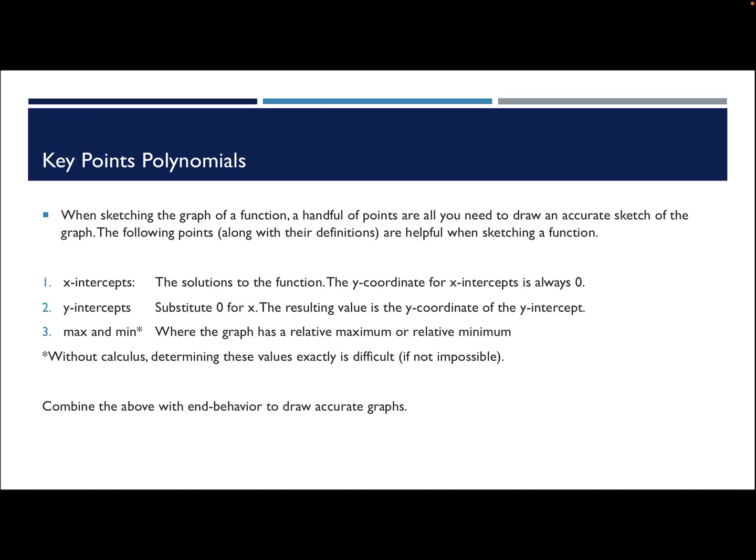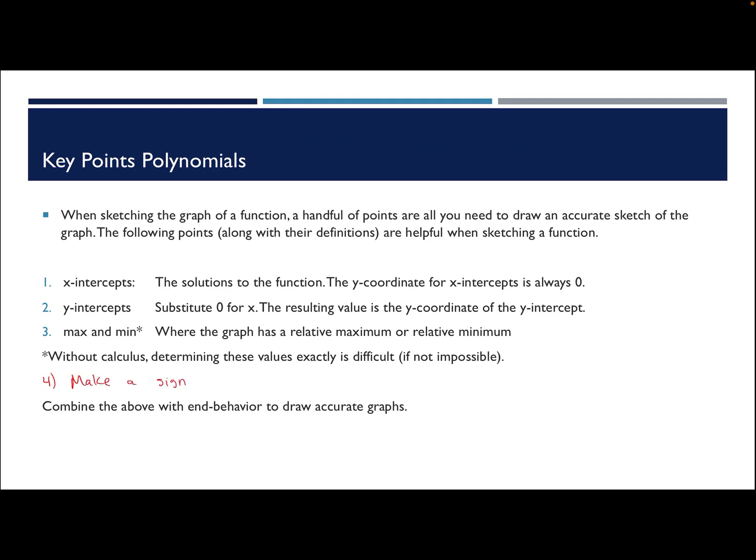So the key points for polynomials, we have the x-intercepts and the y-intercepts and the maximum and the minimum. I will tell you that without calculus, it's almost impossible to do these values exactly. And when we combine the end behavior with this, we can draw a pretty accurate graph given just the zeros and the y-intercept.